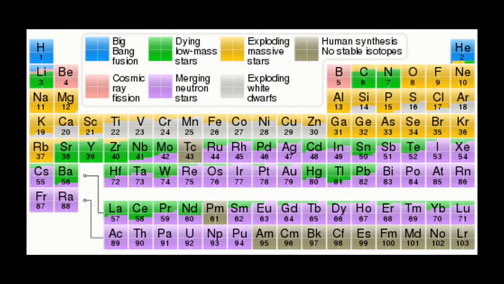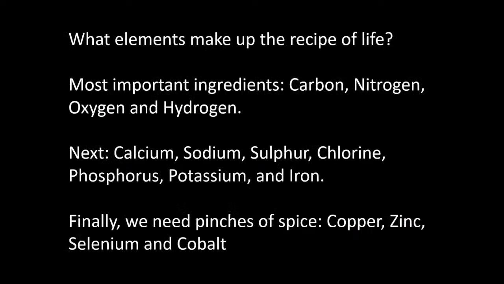What elements make up the recipe of life? The most important ingredients are carbon, nitrogen, oxygen and hydrogen. We also need a handful of other ingredients in smaller amounts, but these are nonetheless crucial to the success of the recipe: calcium, sodium, sulfur, chlorine, phosphorus, potassium and iron. Finally, we need smidgens of trace elements that are the spice of life. These elements are copper, zinc, selenium and cobalt.